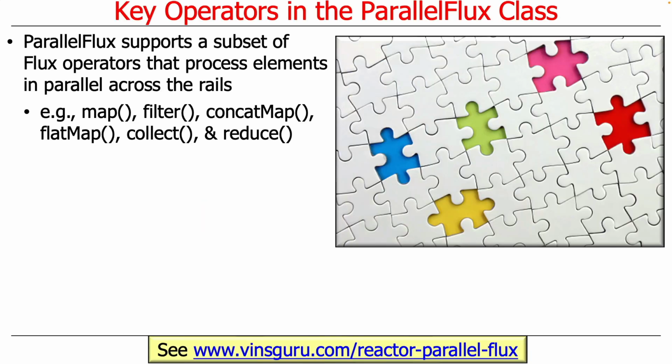They're a subset of the flux operators. And we have things like map, filter, concatMap, flatMap, collect, reduce, and so on. So those are some of the things that you can do. Now, it turns out that some of these things are not as useful as you might like. In particular, collect is kind of wonky with a parallel flux. So you usually have to do something else, which we'll talk about in a second.